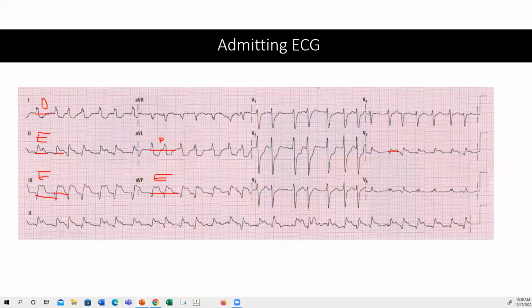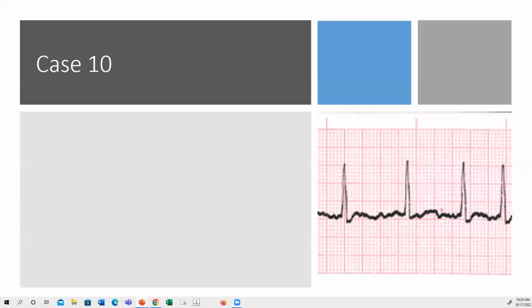All right. So going back to the case now, here is the rhythm again, which shows atrial fibrillation. And what is the physiologic impact actually of atrial fibrillation? What is the physiologic impact of atrial fibrillation? The physiologic impact of atrial fibrillation is that you will have a decrease in cardiac output.